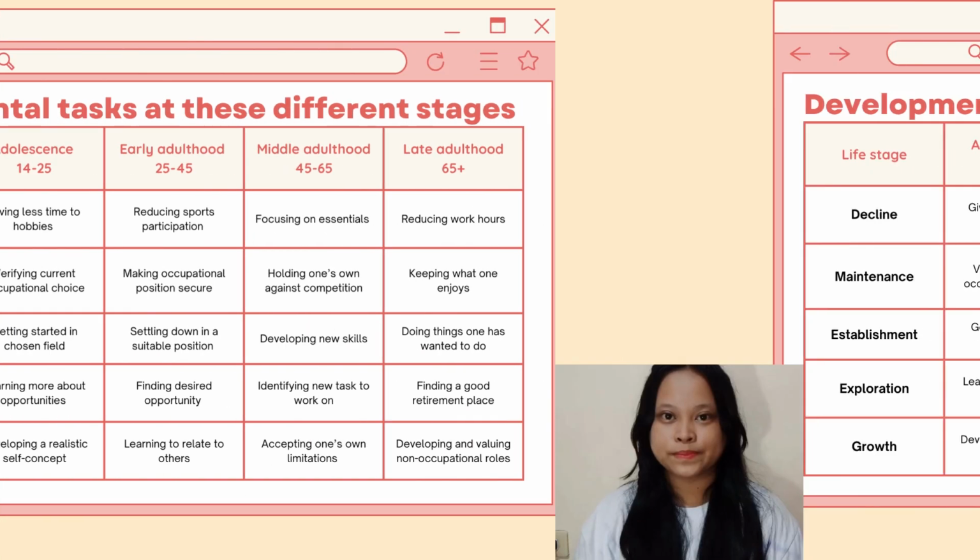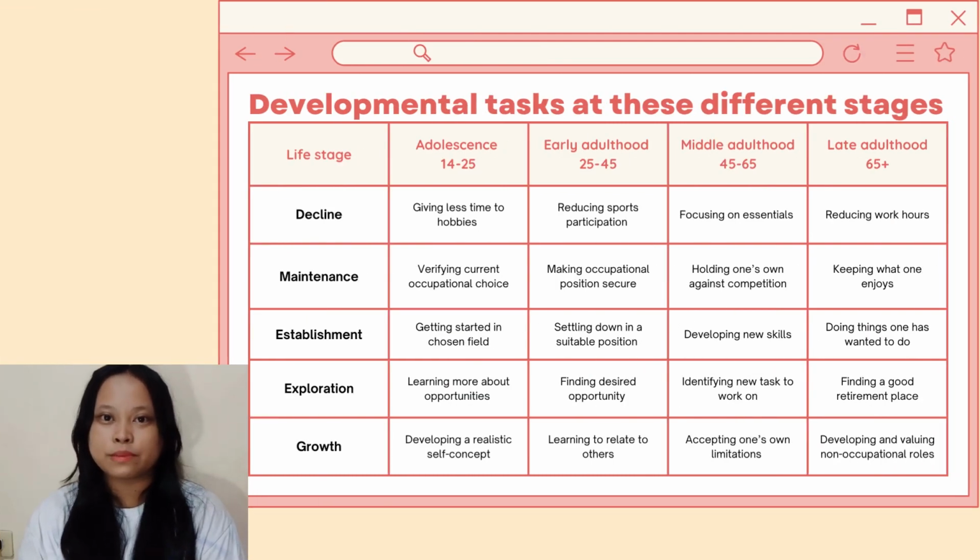The third one is establishment. At the stage of adolescence, between 14 to 25 years old, it says here that you're getting started in a chosen field. This means that you are getting ready to be financially stable and you're starting a life on your own. Next is early adulthood, between 25 to 45 years old. It says here that you're settling down in a suitable position. This means that you are placing oneself in an appropriate position and ready to live on your own and sustain your family.